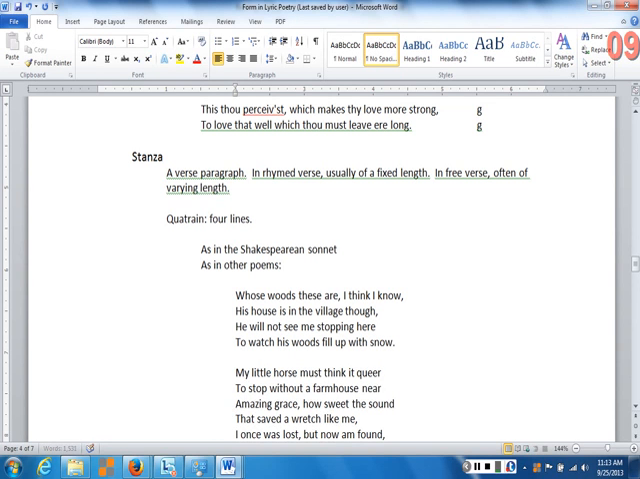"Between the woods and frozen lake, the darkest evening of the year." Okay, that's the second stanza of the poem.